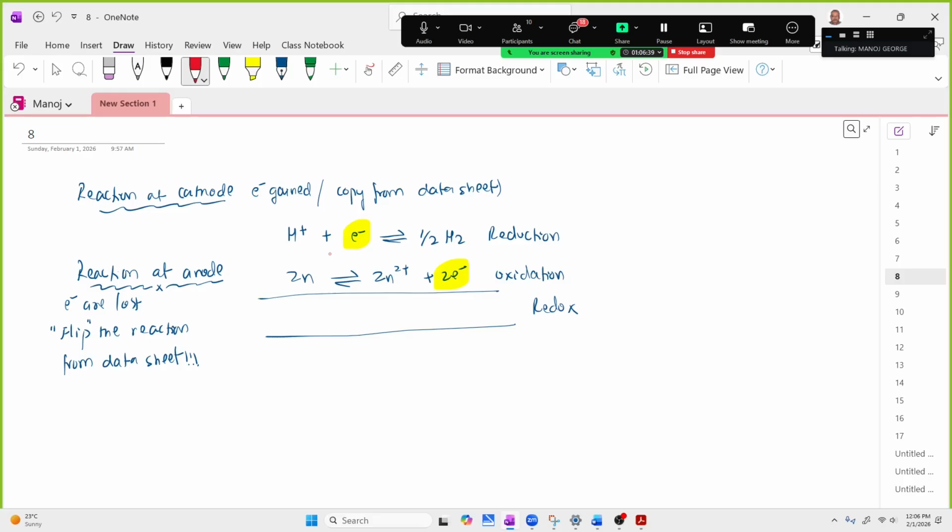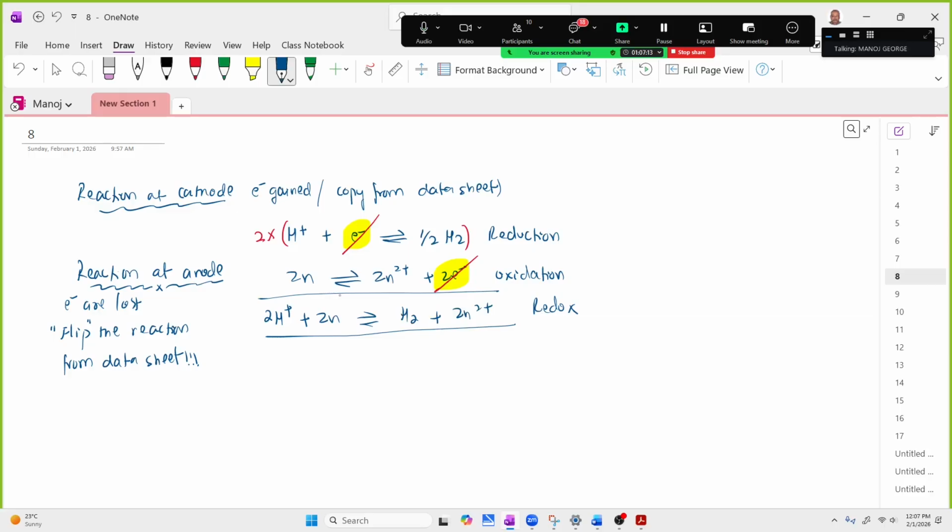Because I have 2 moles of electrons there, I need to multiply this entire equation by 2. Did you understand? And the reason why we did that is because we want to cancel out the electrons. And when we do that, my final equation becomes 2H+ plus zinc, that's everything on the left hand side. And if I multiply this by 2, that's going to become H2, and that remains Zn2+. That becomes my redox reaction.